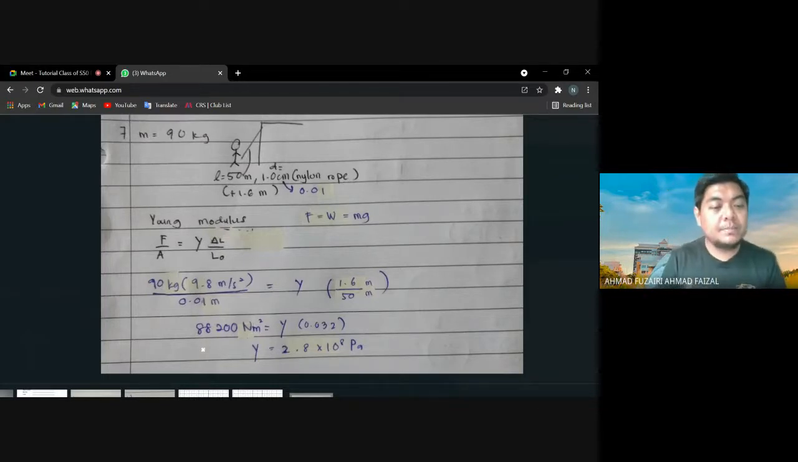882 bukan 88,200. 882. So kalau salah dekat situ je lah. Okay, no problem. So jawapan akhir sepanjang 3.5 kali 10 kuasa 8, 3.5 kali 10 kuasa 8 Pascal. Okay, next, number 8.